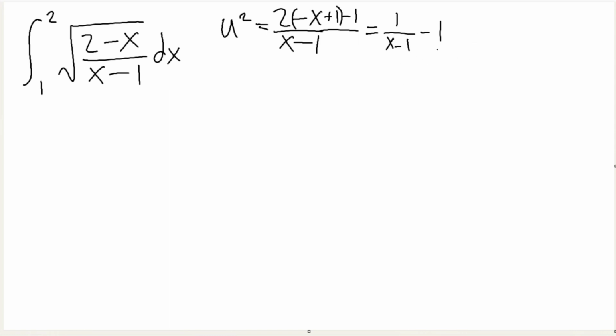The reason why I put it like this, that minus is kind of bothering me. Minus, there we go, is so that it's easier for us to find du. Because now deriving this looks a lot easier. When we derive this function, it looks like a quotient rule. So here, this is just simply negative dx over x minus 1 squared. Okay?